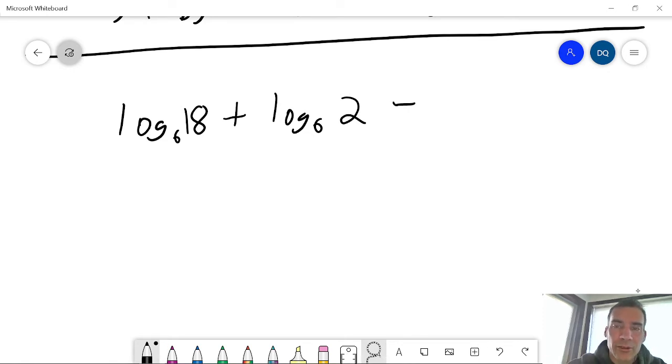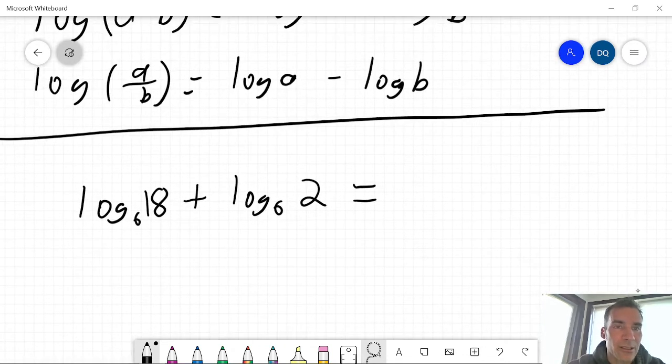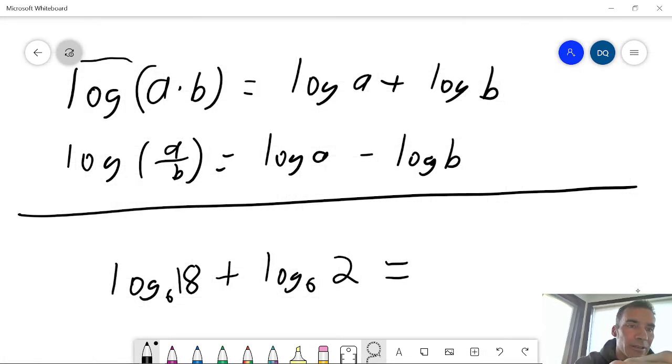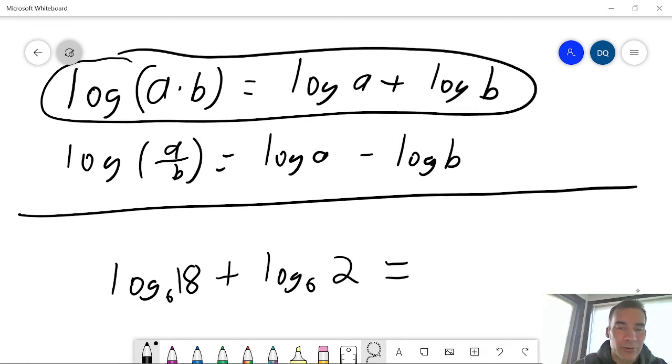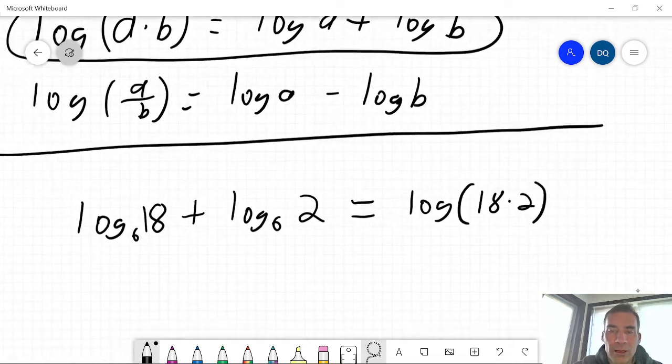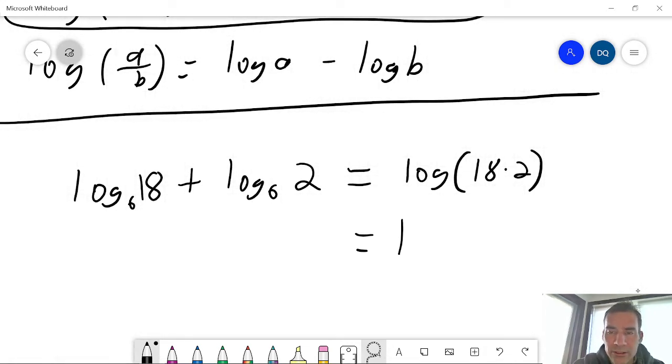So how can using this rule make things easier? Well, if we apply the product rule, the sum of the logs is the log of the product. So we're looking at this rule here, but notice we're kind of using it backwards, because on the left I've got the sum, here on the right I've got the sum, so on the right I'm going to have the product. So that's going to be equal to the log of 18 times 2. Now, why would that be any easier? Just watch. 18 times 2 is 36. And this is the base 6 log that we're doing.